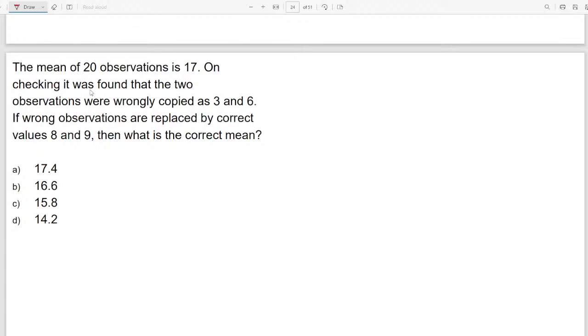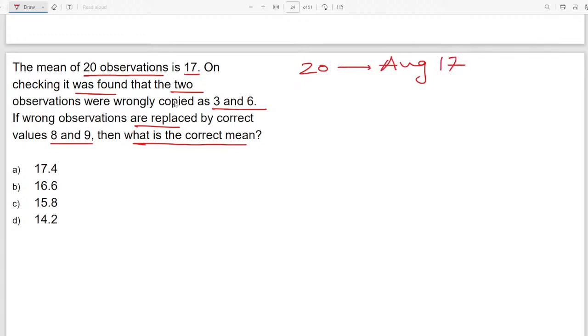How to go about this question? They are saying that the mean of 20 observations is 17. On checking, it was found that 2 observations were wrongly copied as 3 and 6. If the wrong observations are replaced by the correct values 8 and 9, then what is the correct mean? So out of these 20 observations, the average was 17.